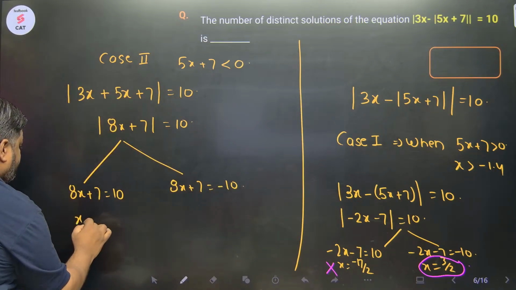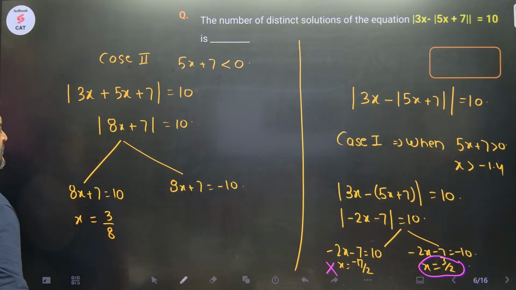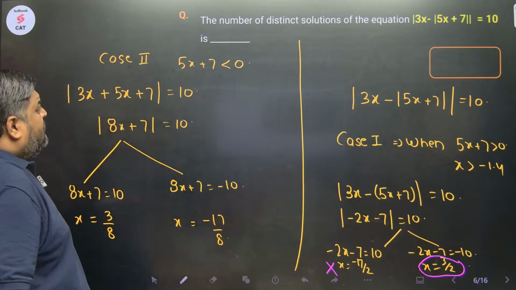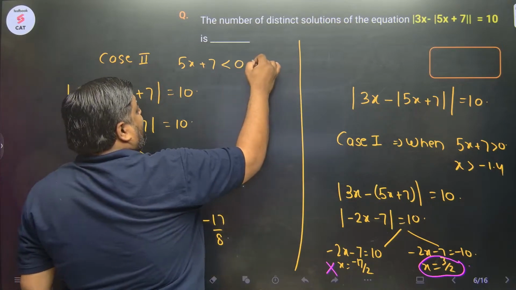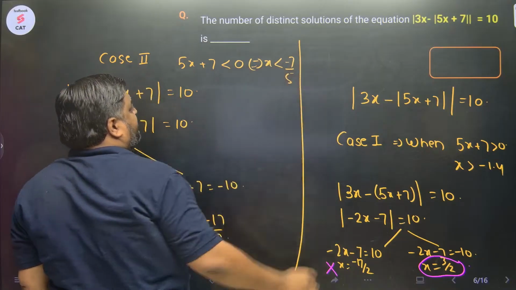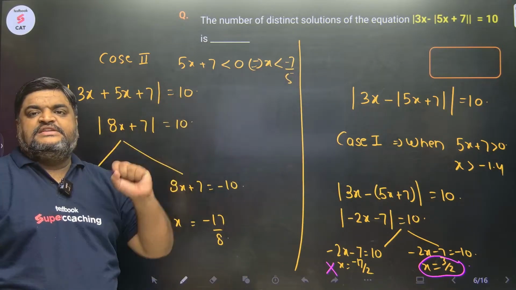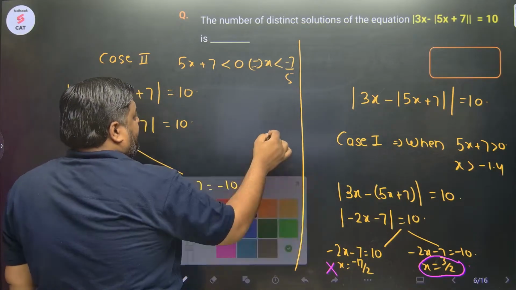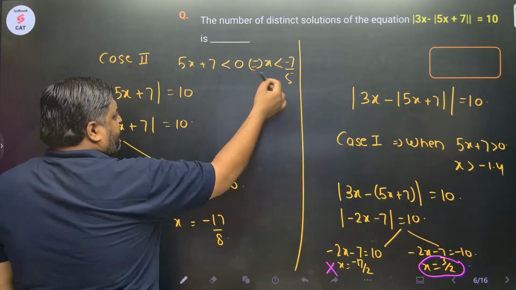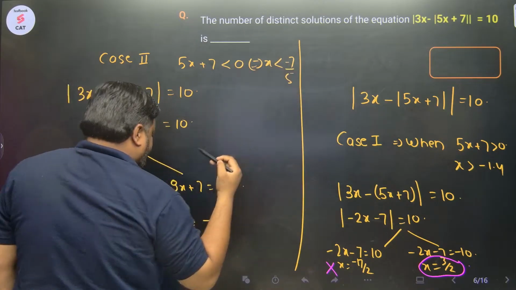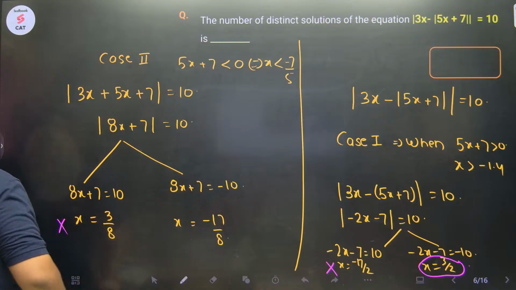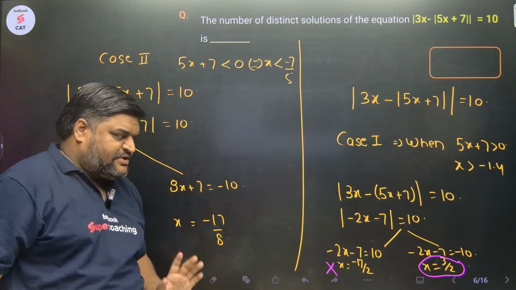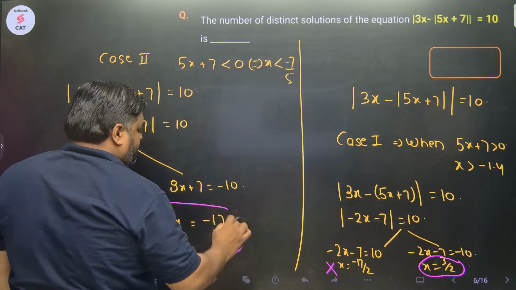The first one will give you x is equal to 3 by 8. And the second one gives you x is equal to minus 17 by 8. Here I know that x has to be less than minus 7 by 5. x minus 7 by 5 से छोटा होना चाहिए. Right? From the assumption I know that x has to be less than minus 7 by 5. So this value is not accepted, because this technically is greater than, contradicting this basic assumption. This is an acceptable value.